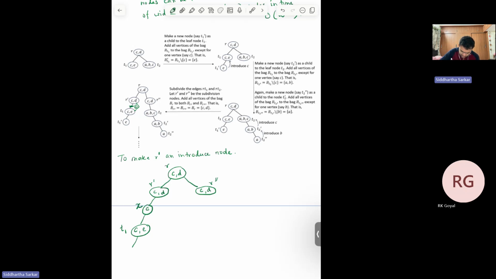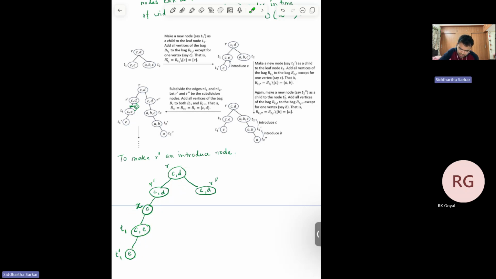Now, as far as the left subtree of this tree decomposition is concerned, have we achieved a nice tree decomposition on the left side? Yes. So this is a join node. This is introducing D. This is a forget node because it is forgetting E. This is an introduce node. It is introducing E. This is a leaf node. So the left side we have taken care of.